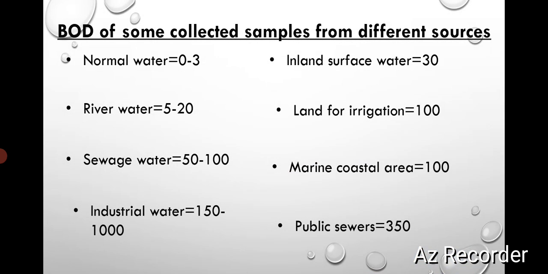BOD of some collected samples from different sources: normal water 0 to 3, river water 5 to 20, sewage water 50 to 100, industrial water 150 to 1000, inland surface water 30, land for irrigation 100, marine coastal area 100, public sewers 350.